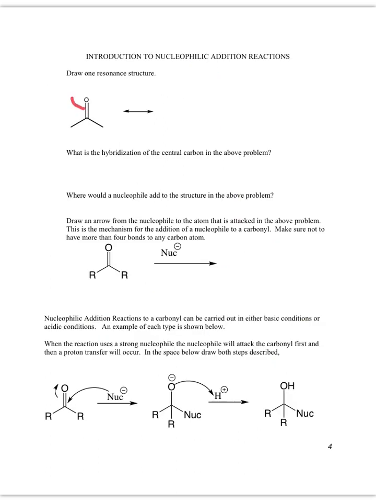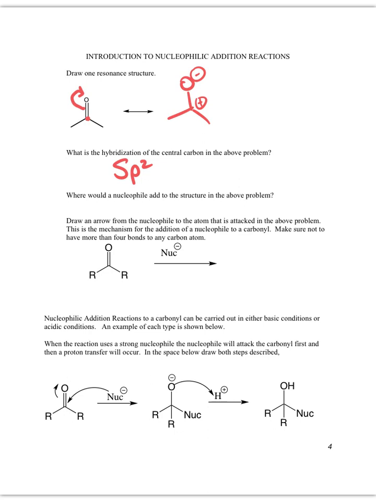So can we draw a resonance structure again? Yes, we can. Break the double bond, send it to the oxygen. The hybridization of that central carbon is sp2 because on this carbon there's the double bond of the oxygen, that counts as one, the methyl, and the other methyl. So it's sp2 hybridized with the leftover p orbital on the carbon and on the oxygen, making the pi bond.